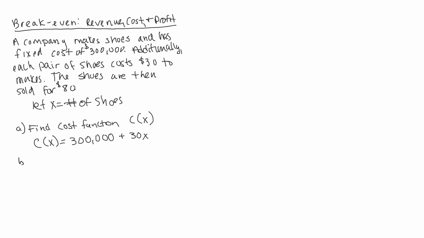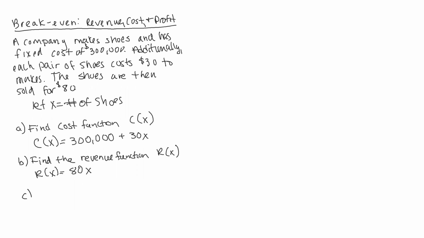The second thing we have to look at is revenue. So we want to find the revenue function. And the revenue function, we'll call it R of X. Now, revenue is all of the money you bring in. So for every single pair of shoes you sell, you're bringing in a certain amount of money. So the revenue function is just going to be not the cost, but the price we sell the shoes for. So it's going to be 80X.